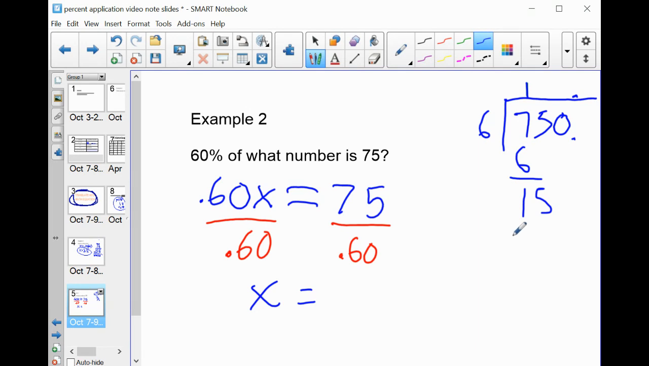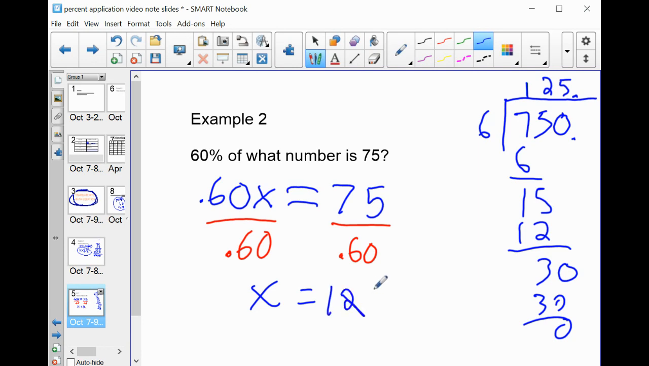6 goes into 15 2 times. 6 times 2 is 12. Subtract, it gives me a remainder of 3, and bring down the 0. 6 goes into 30 5 times. This is 30 down here, and voila, look, we got a remainder of 0. I love when that happens. That is awesome. So x is going to equal 125.